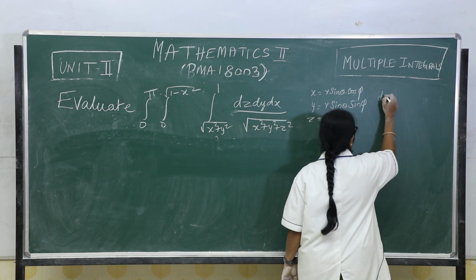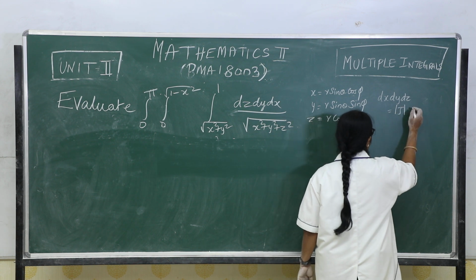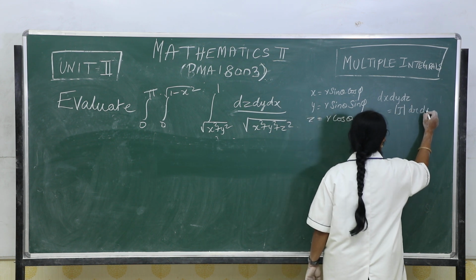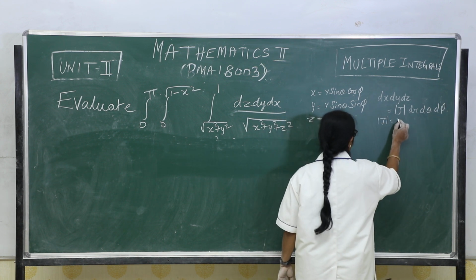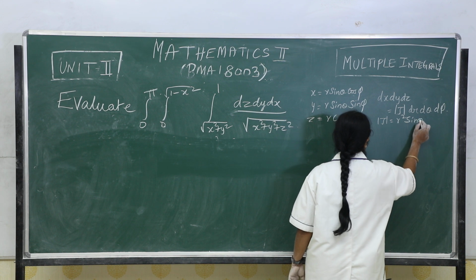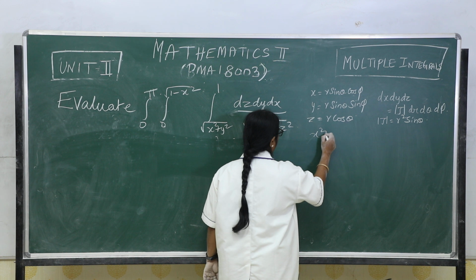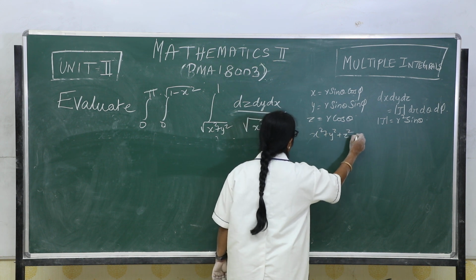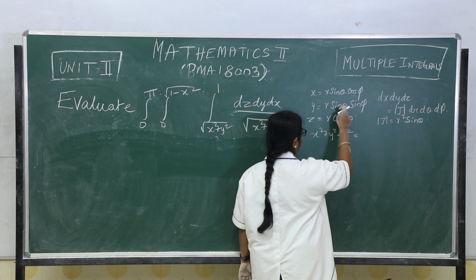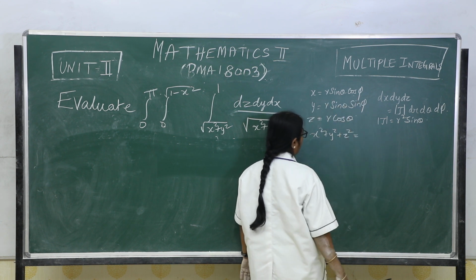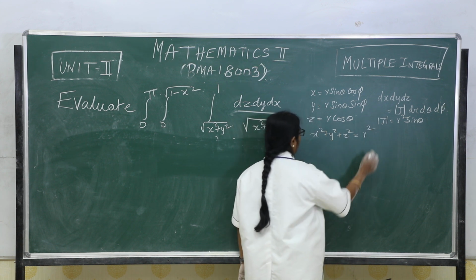And what is dx dy dz? It is going to be the Jacobian J into dr d theta d phi, and I already proved that the Jacobian J is r squared sin theta. Now we know that x squared plus y squared plus z squared, squaring and adding, gives r squared sin squared theta into cos squared phi plus sin squared phi, which is r squared sin squared theta plus r squared cos squared theta, so you get r squared.